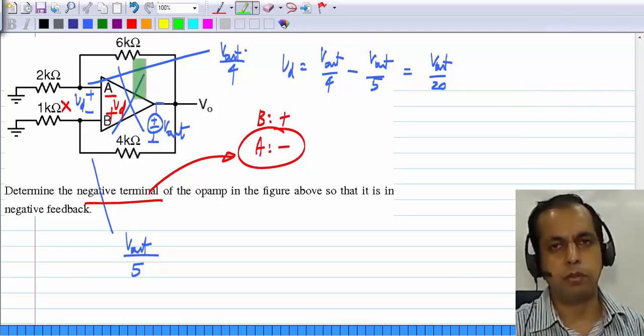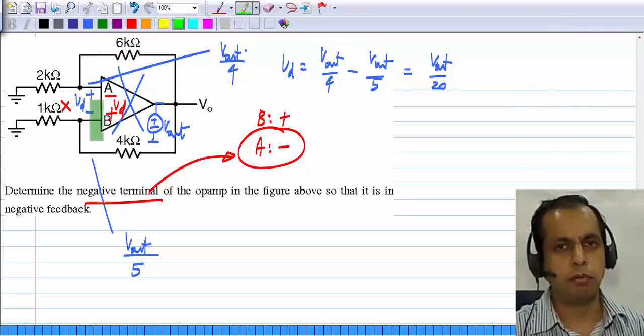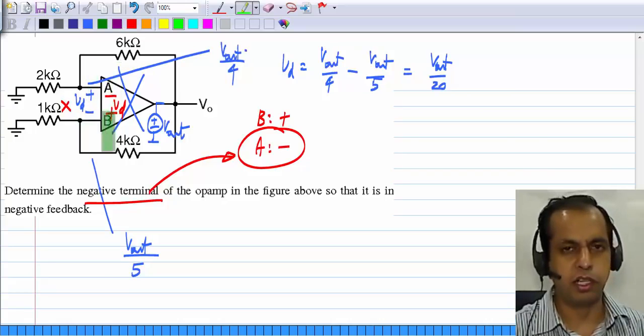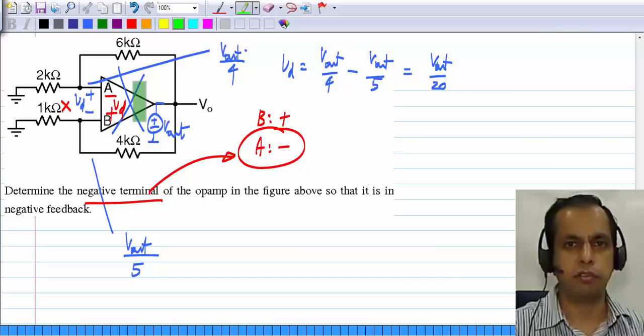In this case, what happens is there is feedback to both terminals of the op-amp, but there is more feedback to A and less feedback to B. So A has to be negative, so that overall there is negative feedback.